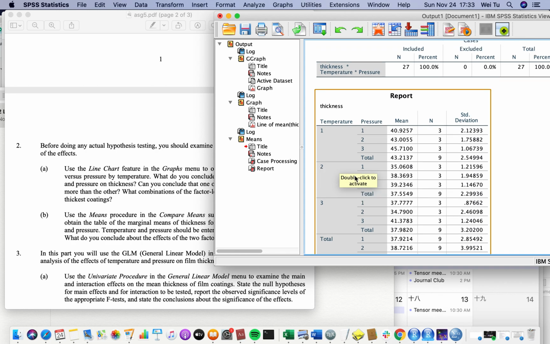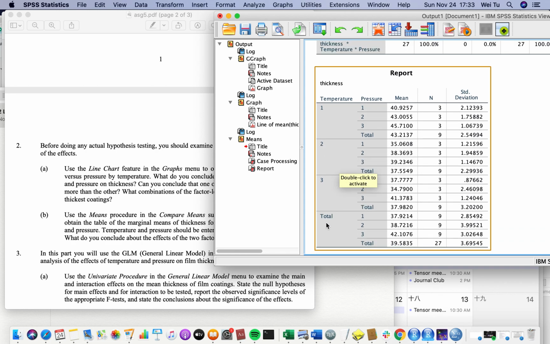Similarly, we have 2, 1, 2, 2, 2, 3, and 2 total. And then the total one is basically all the low pressure one, regardless of the temperature, all the medium pressure one, regardless of the temperature. And then this total is combine everybody.